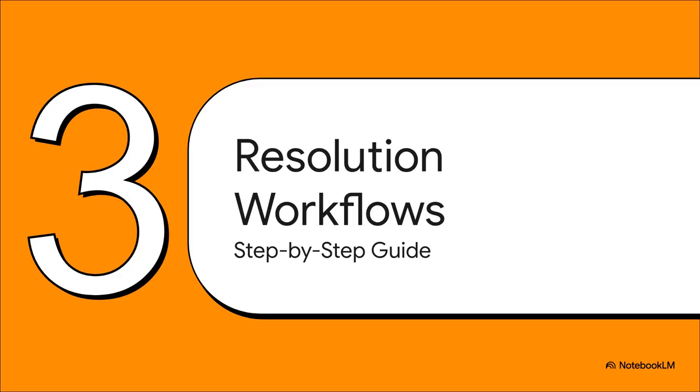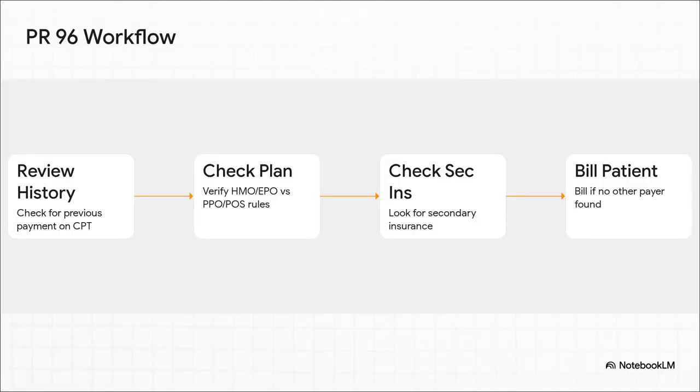All right, Section 3, Step-by-Step Resolution Workflows. Let's get into the nitty-gritty of how to actually fix these. So, let's say you see a PR96. Your main goal here is to confirm if the patient truly owes the money. Step 1, and this is absolutely crucial, always review the claims history. Has this exact CPT code been paid by this payer for this patient before? If the answer is yes, then the payer actually made a mistake. You need to get them on the phone to reprocess it.